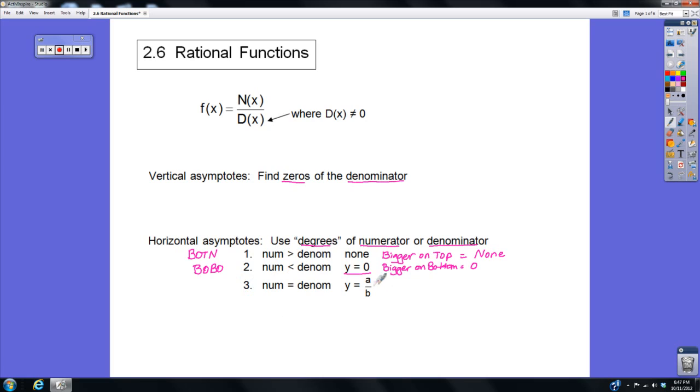Now, if the numerator and the denominator have the same degree, and we'll look at some examples in just a second, the a over b means you put the coefficient of the numerator over the coefficient of the denominator. And we'll look at an example of those here in just a second.